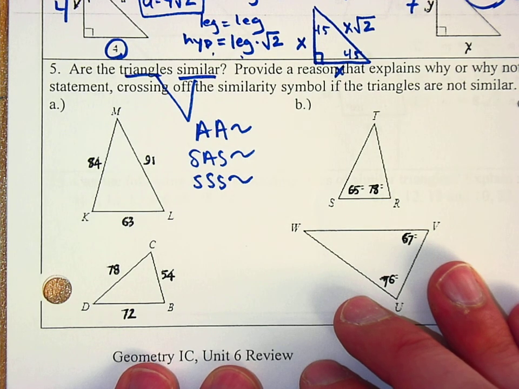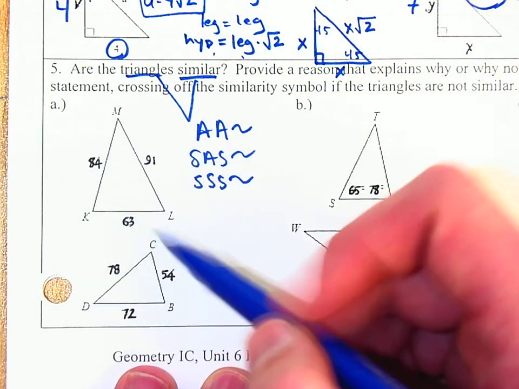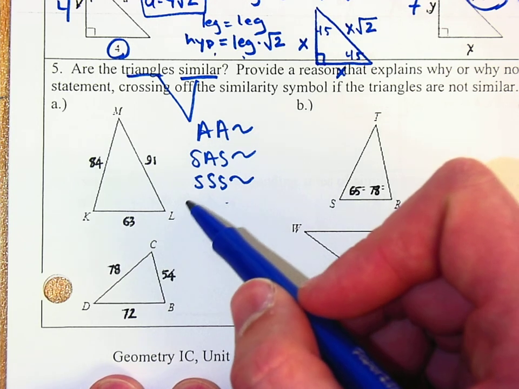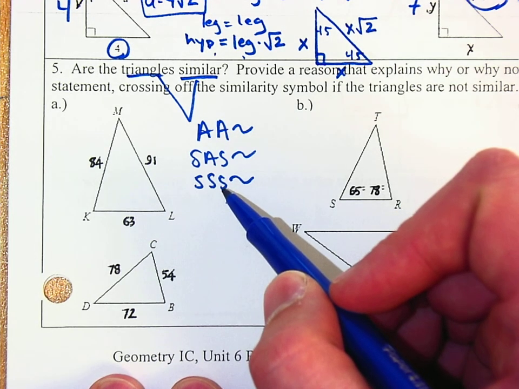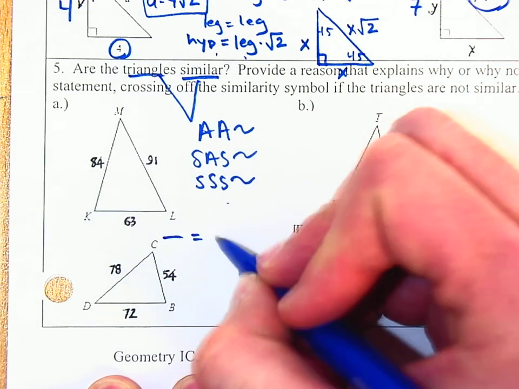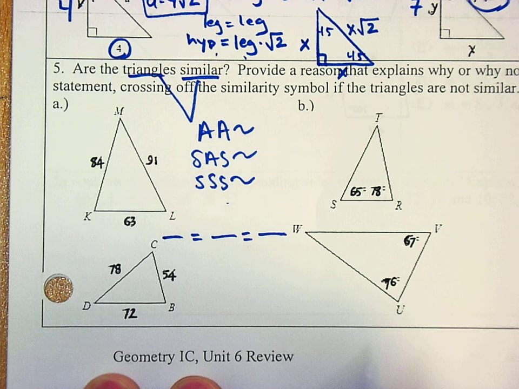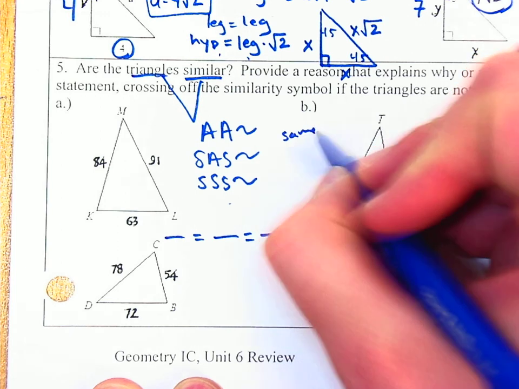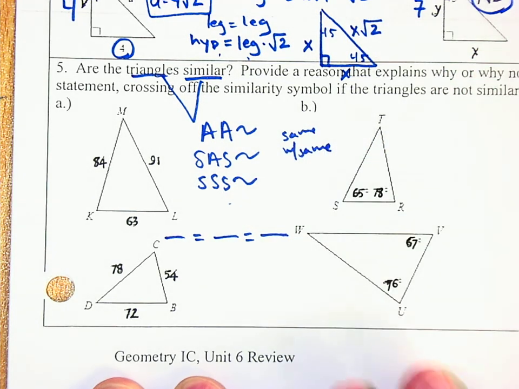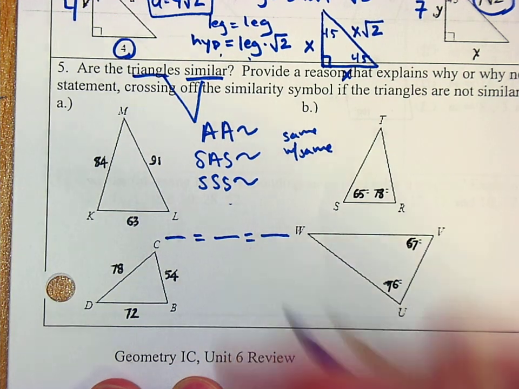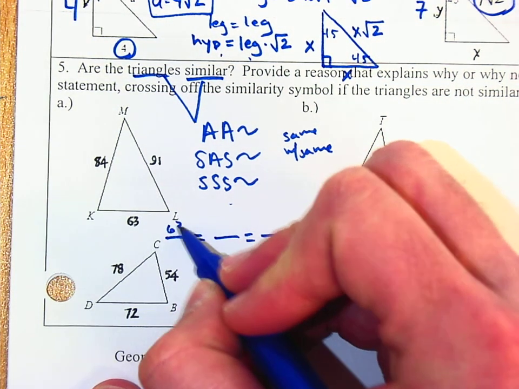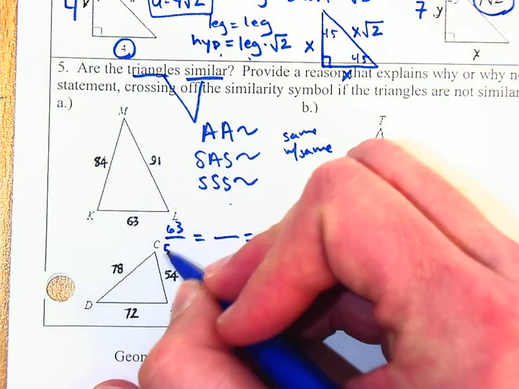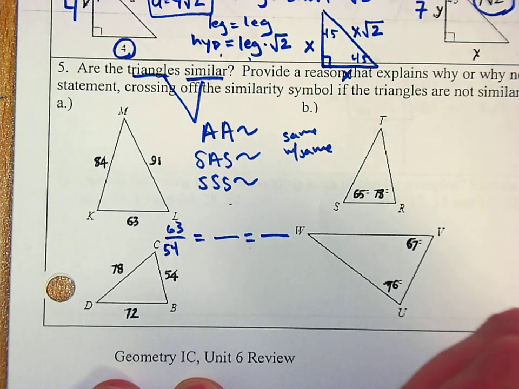So in letter A, we can already tell we don't have any angles, so we're going to look for side-side-side similarity. The way we do that is by checking that all three sets of sides are proportional. So we need to set up a proportion for the three sides. Now we need to remember that when we set up a proportion, we're using same with same. So I'm going to start with the shortest side on the top triangle. That's 63. If I chose the shortest on the top, I have to do the same on the bottom. The shortest is 54.